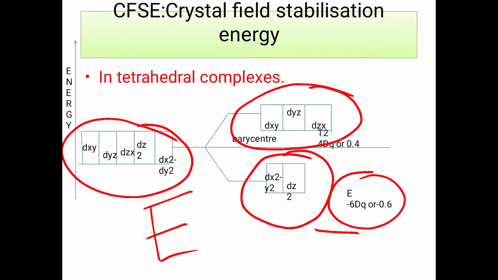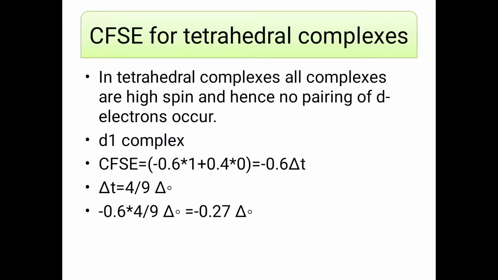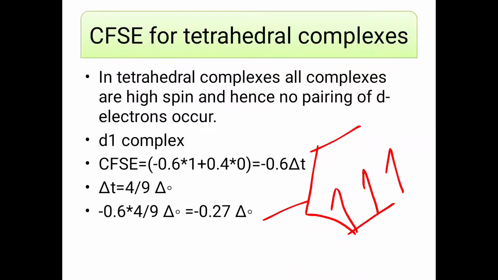Here the sign is minus 6 Dq below and plus 4 Dq above. What happens in tetrahedral complexes, as I told you in the last video, is that they always form high spin complexes as the splitting is less. So you always have to remember that tetrahedral always form high spin complexes. Say suppose you have a D5 system, so it will become 1, 2, 3. It will not pair up, rather it will go on top.